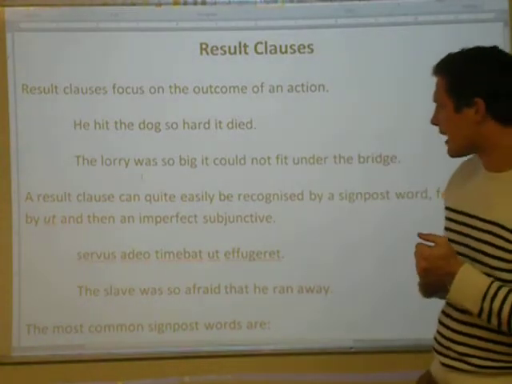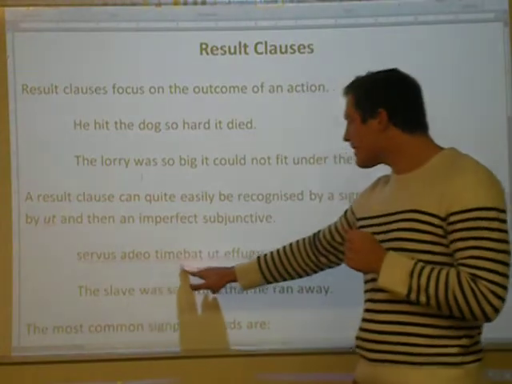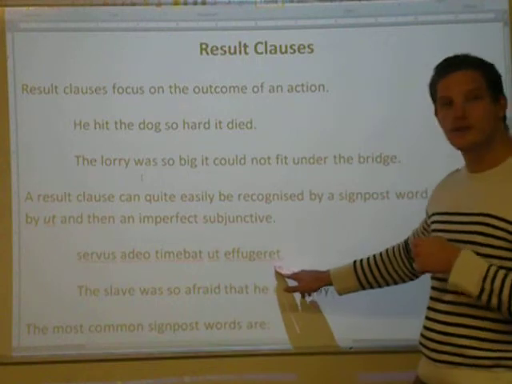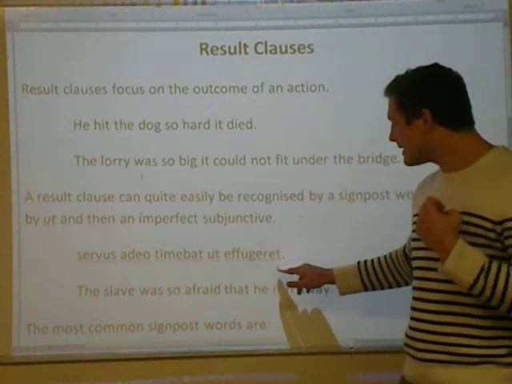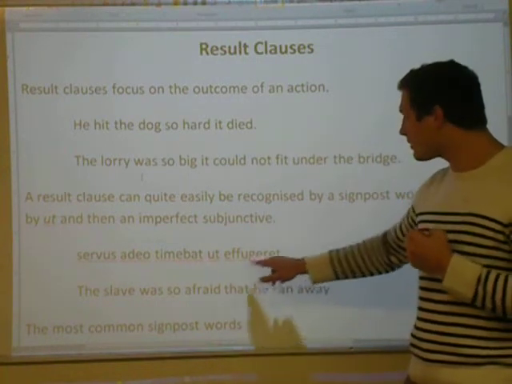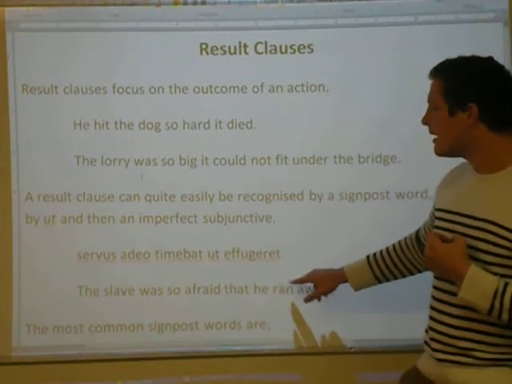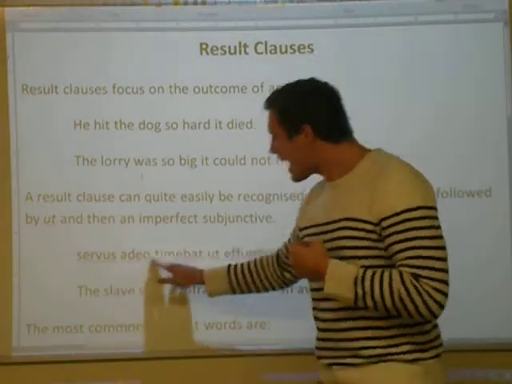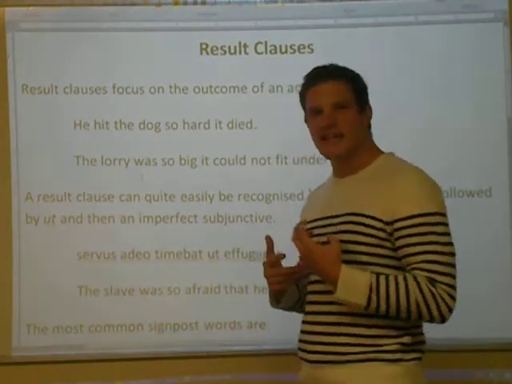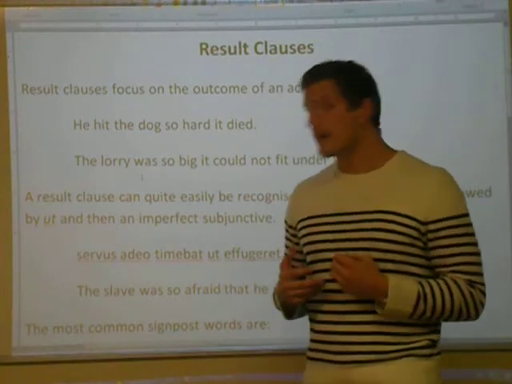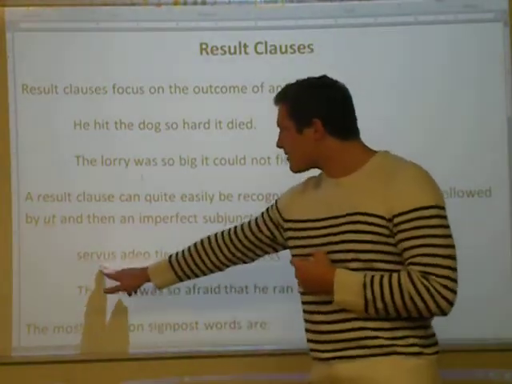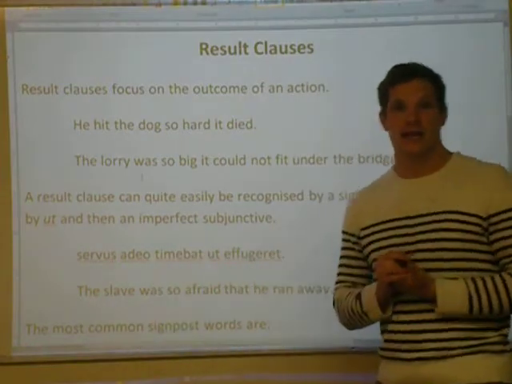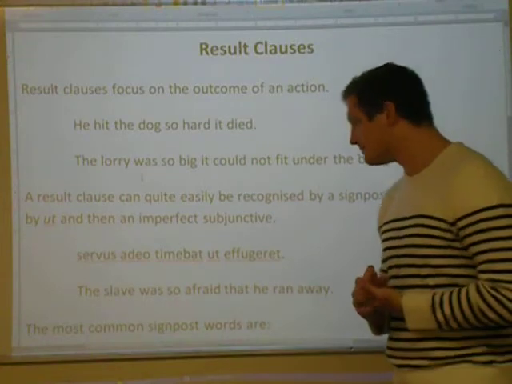So if we have a look at an example, we have servus adeo timebat ut effugeret. As you can see, there's our ut, and there's our imperfect subjunctive, which is our present active infinitive with personal endings, so the second principal part with personal endings. We have servus as the nominative, our subject, and timebat the verb. So that leaves adeo. Adeo means to such an extent, or so, and that is one of our signpost words. So if we translate, we have the slave was so afraid that he ran away, i.e. the result of him being so afraid was he ran away.